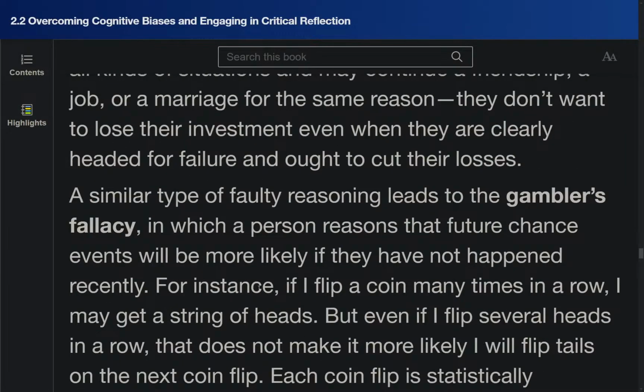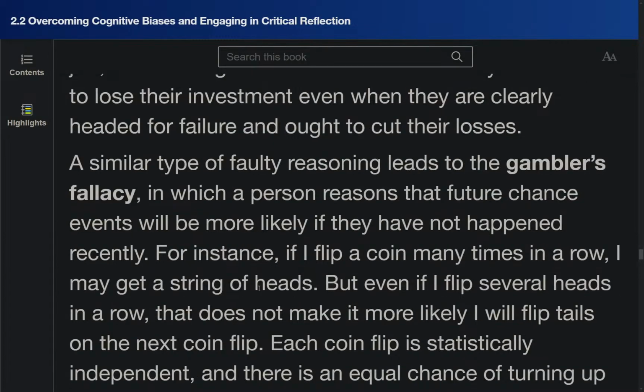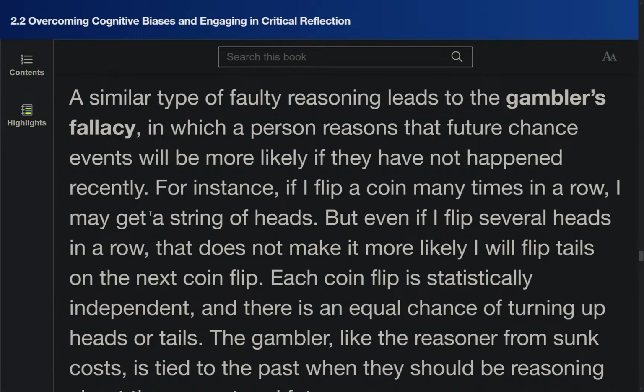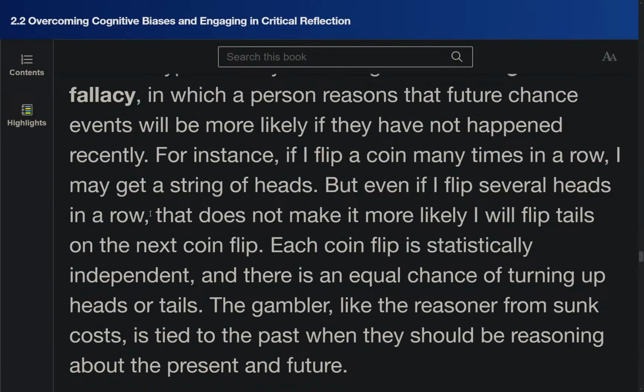A similar type of faulty reasoning leads to the gambler's fallacy, in which a person reasons that future chance events will be more likely if they have not happened recently. For instance, if I flip a coin many times in a row, I may get a string of heads, but even if I flip several heads in a row, that does not make it more likely I will flip tails on the next coin flip. Each coin flip is statistically independent, and there is an equal chance of turning up heads or tails.